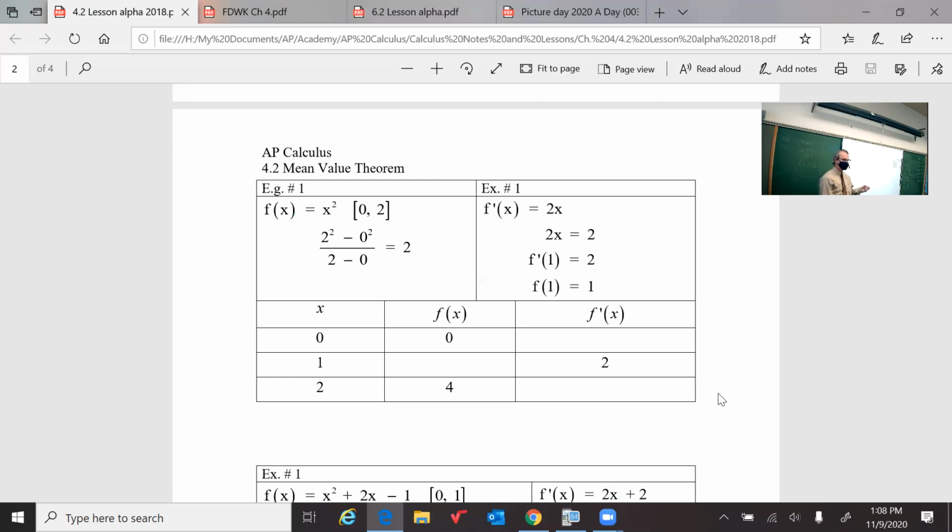The instantaneous change is the value of the derivative. You differentiate x squared, you get 2x, power rule. 2x has to equal 2, the average change, sometime between 0 and 2. So x has to be 1. Right? At 1, the derivative is 2. At 1, the height of the function is 1.